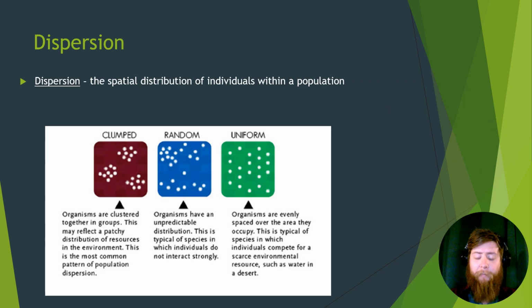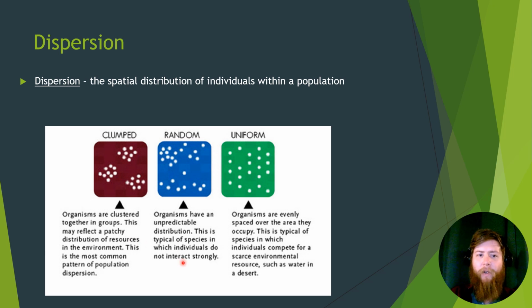We could talk about dispersion for populations, and this is the spatial distribution. How do they accumulate inside of space? We can have clumped ones here, where these groups are clustered together. It can be a lot of things that cause this. It can be that that's where the resources are. That's where they have a territory. Their herd moves together. Whatever reason that may be.